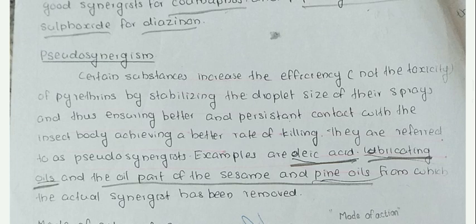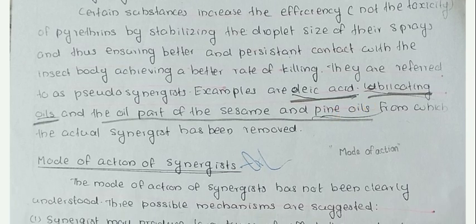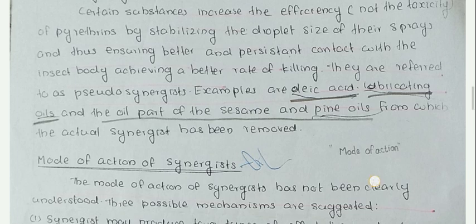Then pseudosynergism. Certain substances increase the efficiency, not the toxicity, of pyrethrins by stabilizing the droplet size of their spray, thus ensuring better and persistent contact with the insect body, achieving a better rate of killing. They are defined as pseudosynergists. Examples are tannic acid, lubricating oils, and the oil part of sesame and pine oil from which the actual synergist has been removed.